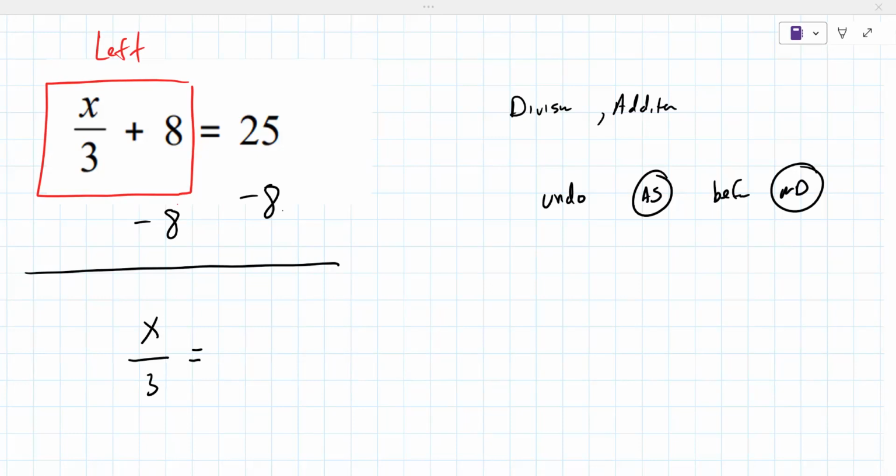Try again. That means your answer is not correct. 17. Yeah. Okay, now you can undo division. How do you undo division? You have to multiply by 3. Mm-hmm. What is 17 times 3? 51. Okay.